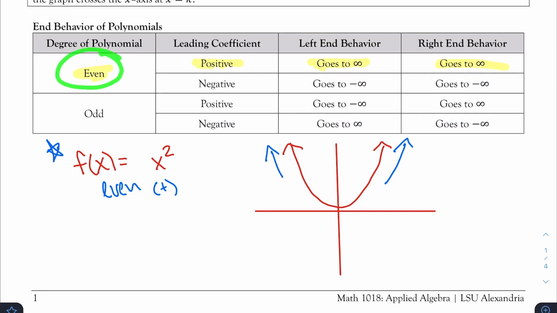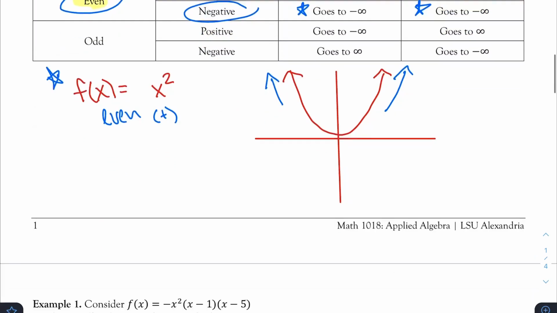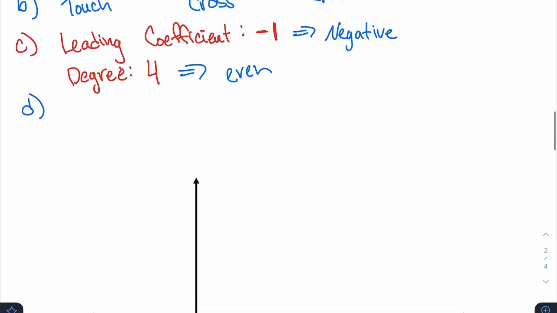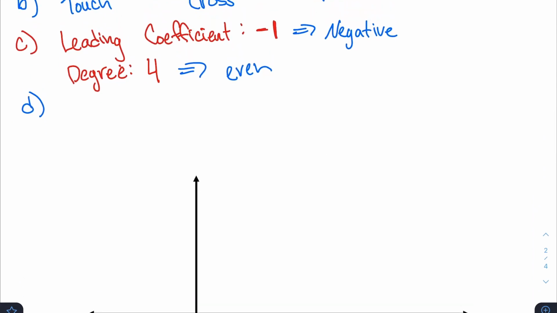So if I have an even degree and a negative leading coefficient, then I know on the left, I start going to negative infinity, and I end going towards negative infinity. That is, I'm expecting the far left and the far right of my polynomial to be going down to negative infinity. So we know on the left, I'm going to negative infinity. On the right, I'm also going to negative infinity.